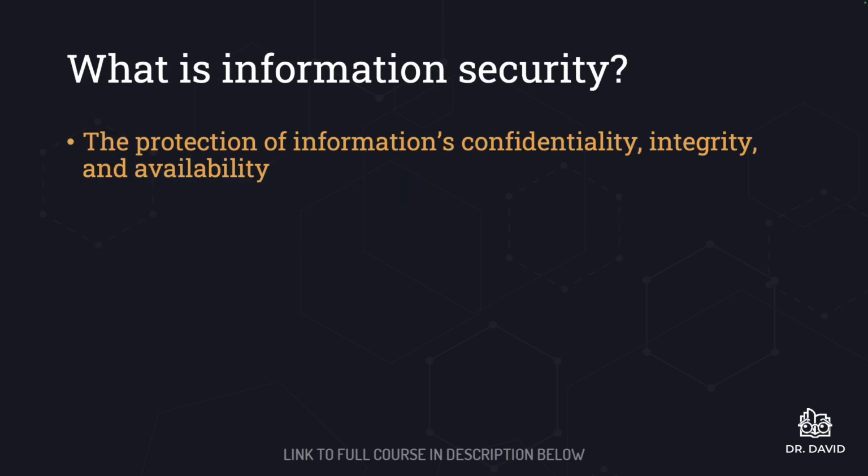So what is information security? Information security is the protection of information's confidentiality, integrity, and availability. And when we get to looking at CIA in just a moment, we're going to unpack that a little bit more. What exactly does confidentiality mean? What does integrity mean? And what does availability mean?